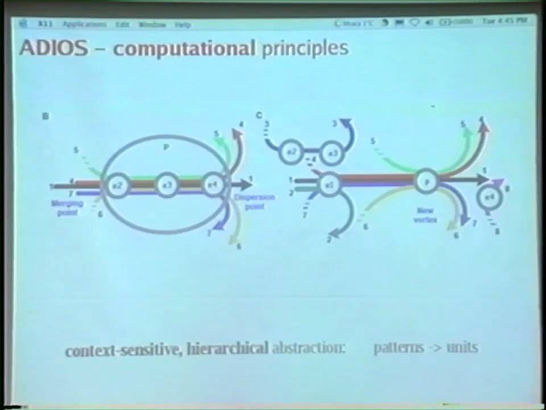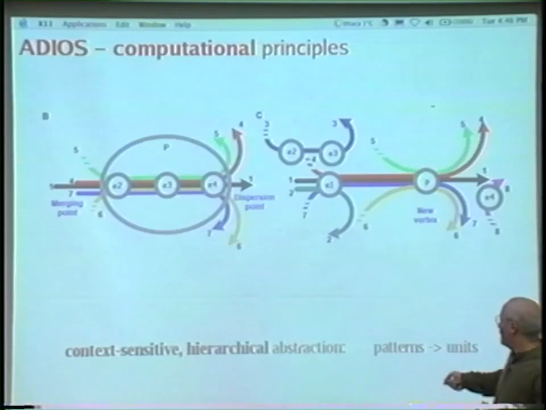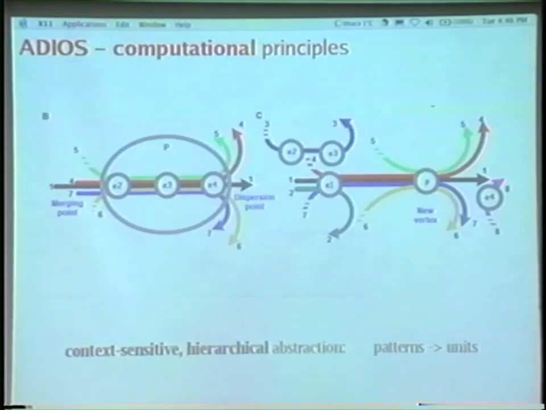So because this pattern now becomes a new member of the lexicon, we essentially go recursive. This is what I mean here by saying it's a hierarchical abstraction, because now I can look for additional patterns using this newly extracted one as a new unit. So the abstraction is context sensitive and it's hierarchical. Patterns become units.